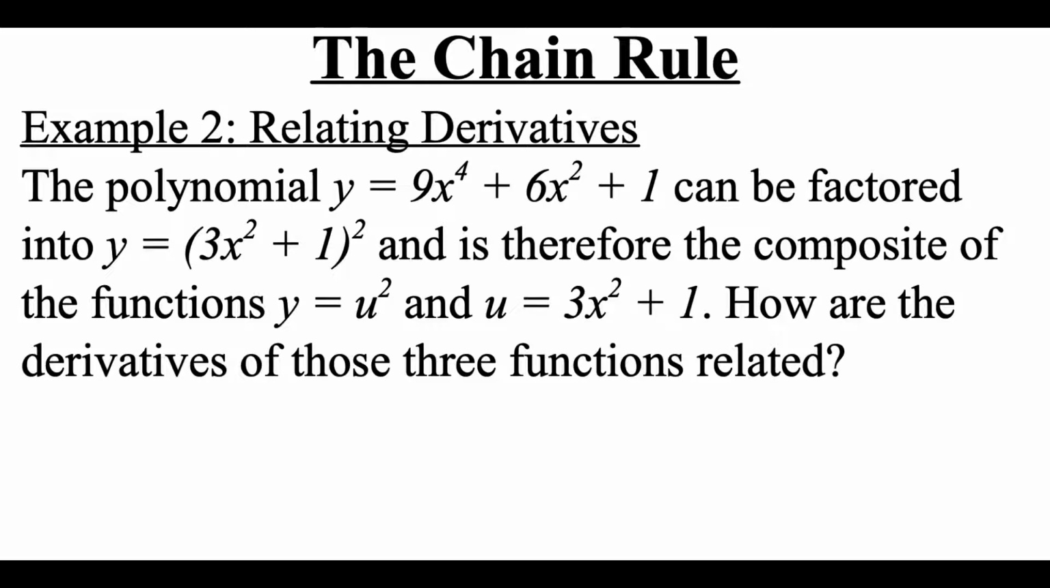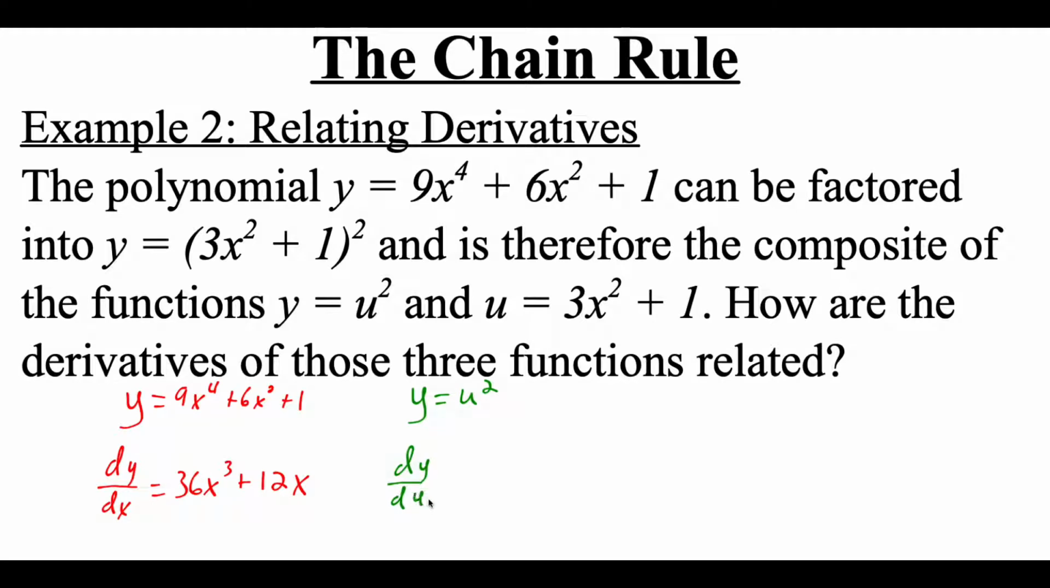and see how they're related to each other. So if we start with the equation y equals 9x to the fourth plus 6x squared plus 1, and we find its derivative, so this is dy/dx, this is going to be 36x cubed plus 12x. Looking at our second equation, y equals u squared, if we do the derivative here, dy/du, then that's going to be 2u. And then if we look at our last equation, u equals 3x squared plus 1, and we do du/dx, we differentiate that one, and we're going to get 6x.